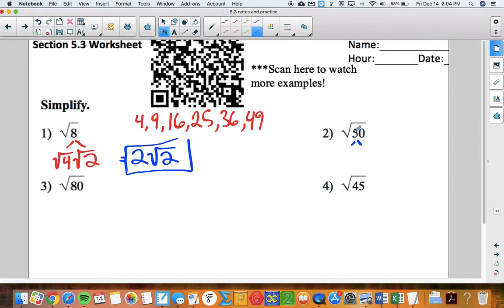Number 2, what's the biggest perfect square that goes into 50? 4 doesn't, 9 doesn't, 16 doesn't, 25 does, 36 does not, 49 does not, and it doesn't make any sense to go any bigger than that because we're only trying to go up to 50.